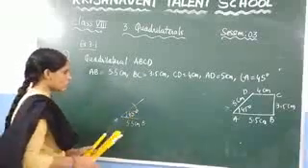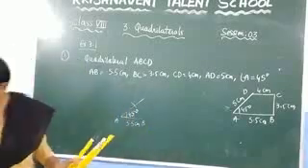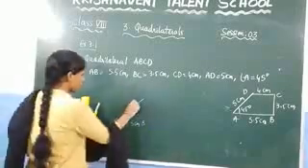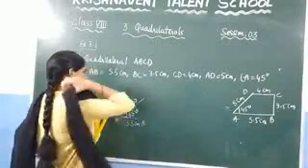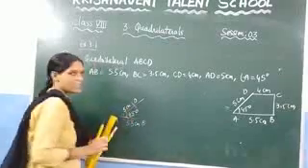So what will be this one? This is nothing but D. They have given the length of AD which is 5 centimeters. So mark it here, which is D, which is 5 centimeters. Write it here, 5 centimeters.